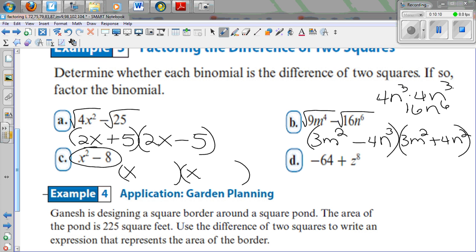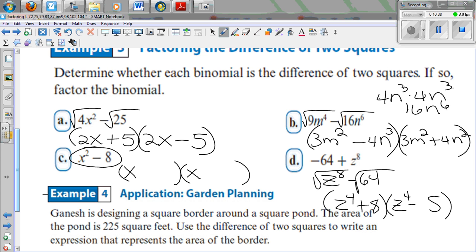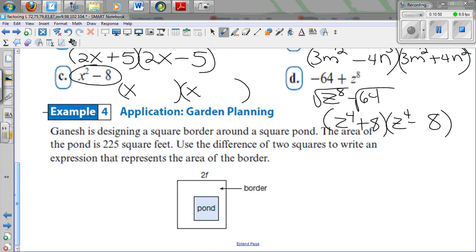Now, notice what's different about D than the rest of them. The negative is in the front, and the positive is on the second term. So we want to flip this around so that it's a difference of squares, so that we're subtracting one from the other. So z to the 8th minus 64. And then are those both perfect squares? Well, z to the 4th times z to the 4th is z to the 8th, and the square root of 64 is 8, so plus and minus 8. Back here on C, again, we couldn't do anything with that if it was not a perfect square, so please make sure you're checking to see if those are perfect squares.